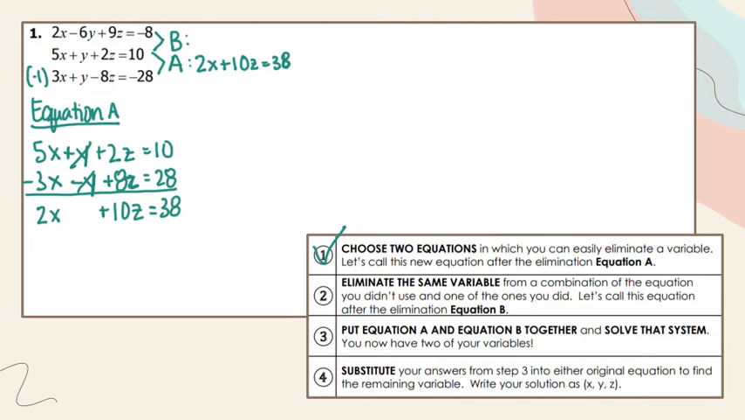Just honestly, there's no real reason. It's just the one that I'm picking. And we have to eliminate the same variable. So we've got negative 6y and positive y. So I'm going to multiply this whole equation by 6. And that will give me a positive 6 and a negative 6 to cancel out. So we'll do our work for equation B here.